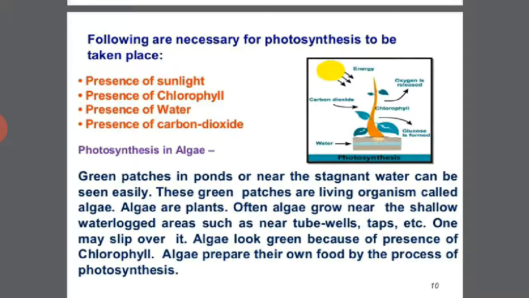These patches are living organisms called algae. Okay, these are known as algae. Algae are plants. Often algae grow near shallow waterlogged areas such as near tube wells and taps. One may slip on them. Algae look green because of the presence of chlorophyll. Algae prepare their own food by the process of photosynthesis. Okay, this is a new thing you came to know, that algae also prepare their food by themselves.